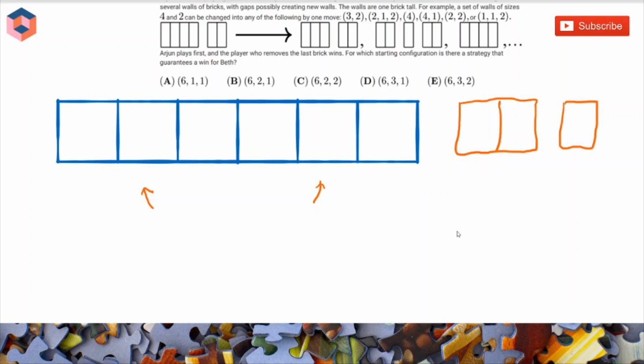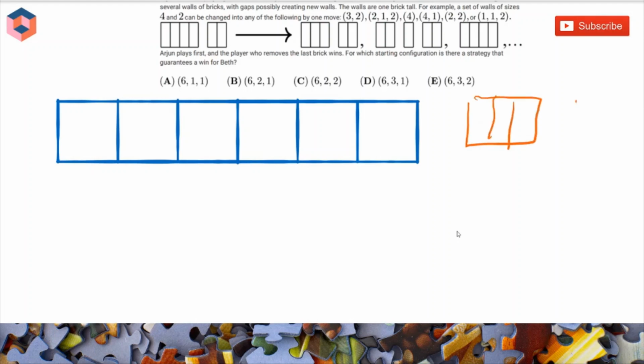Well, 6, 2, 2, we can already see that won't work. And the reason being is if we have a 2x2 here, this once again forces symmetry. If Arjun takes the middle 2 like he's been doing, then this is symmetric. Whatever Beth does, Arjun can copy the same and get the last piece. So that is not a win. What about 6, 3, 1?